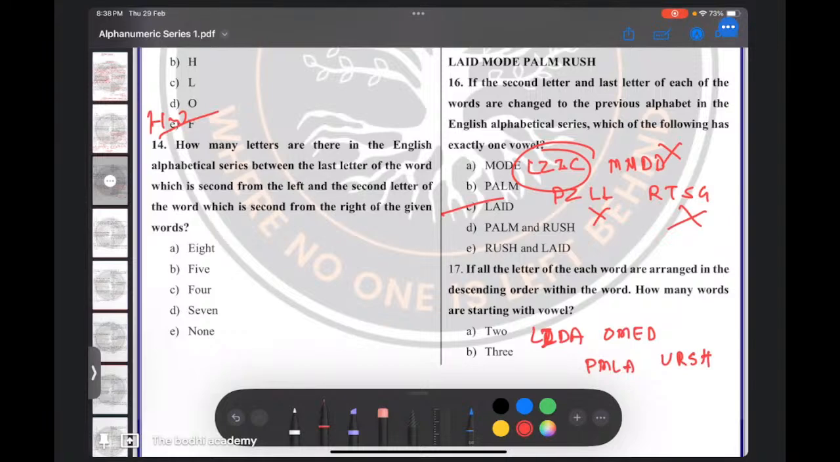I think rush we have to do reverse. So it will be S, R, and then H. Now, my question is, how many words are starting with vowel? One is OMED and one is USRH. Only two words are starting with the vowel. So your answer is option number 1.